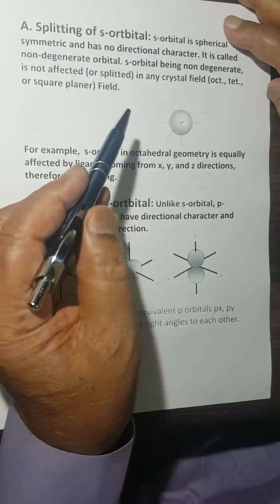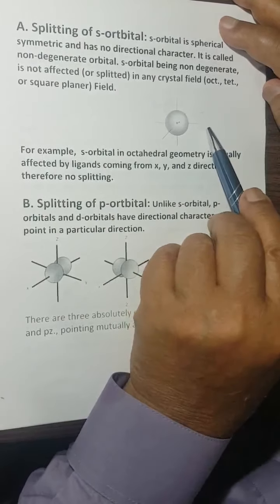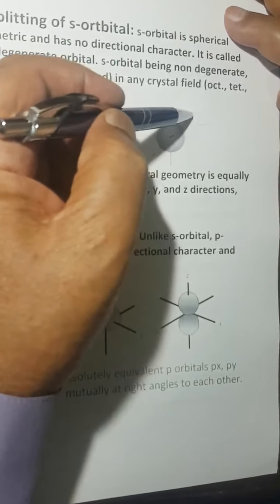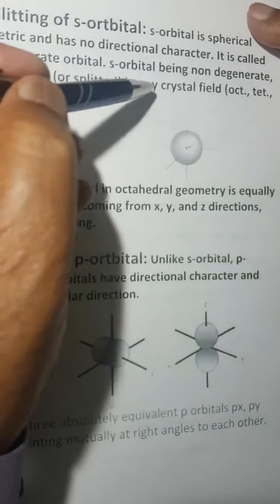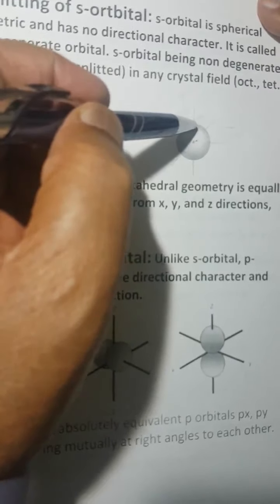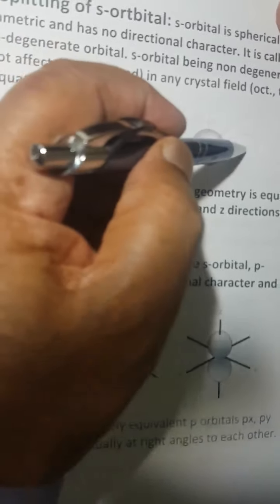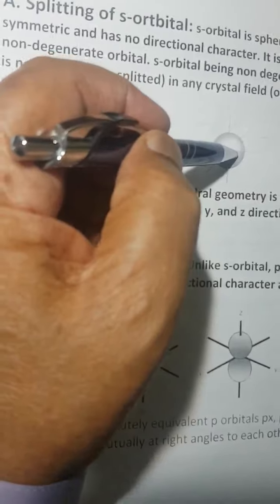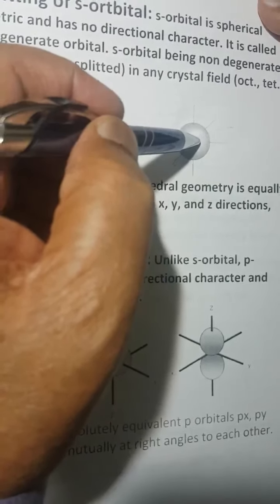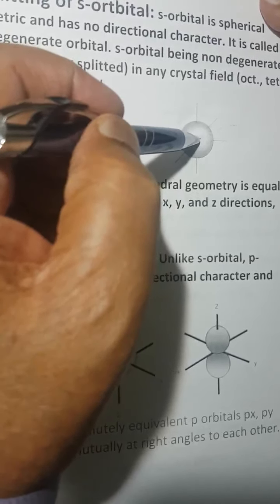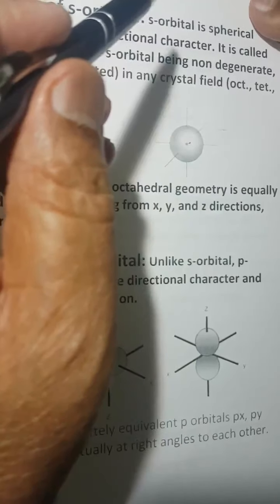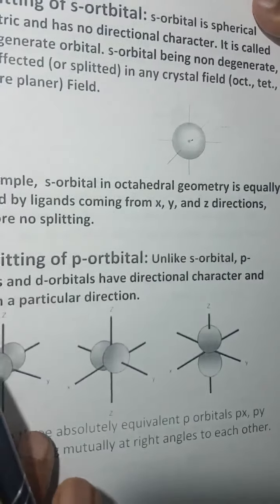Reason being, supposing in this diagram you can see this is x-axis, this is y-axis and this is z-axis. When the ligand is coming from here, if it is affecting 10 units, this ligand which is coming is also affecting 10 units, and the one which is coming on y-axis is also affecting 10 units. So this orbital is equally affected, so no splitting will take place.